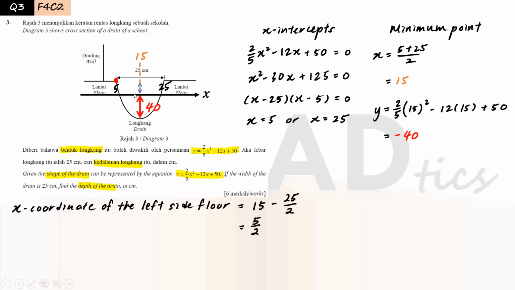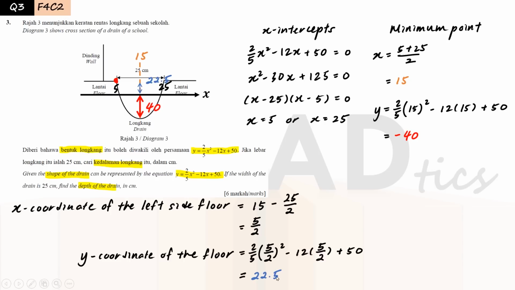So here will be 5 over 2, and now to find the y-coordinate, very simple, substitute this value into the equation. So the distance from the floor to the x-axis is 22.5. To find the depth of the drain, we just add these two values, which is 40 plus 22.5, then we can get the answer, 62.5 cm.